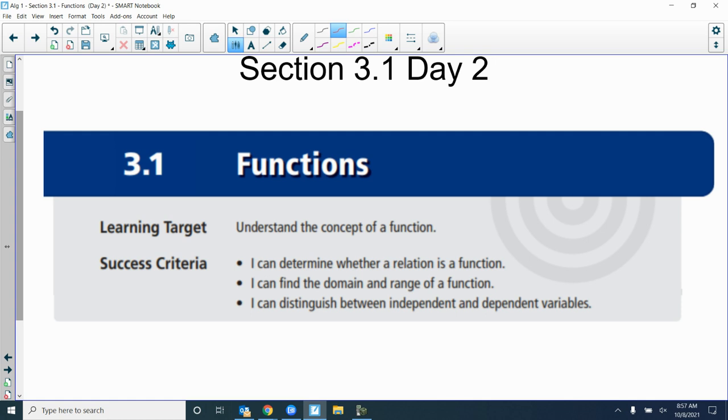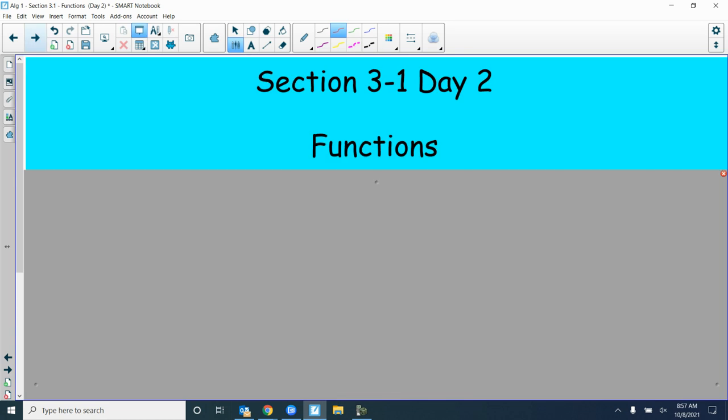We got to talk about whether something's a function. If the x value repeats, it's not, or if it doesn't pass the vertical line test. Okay, make sure we have 1, 2, 3, 4. All right, so let's take a look here, day 2.